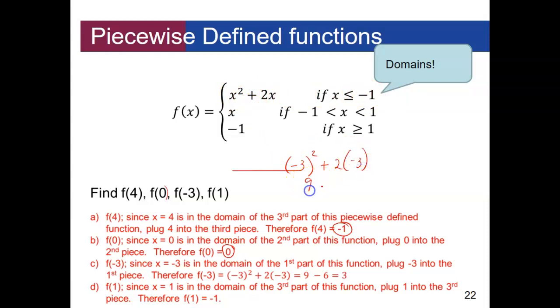I'm going to get 9 minus 6, or 3, for my answer. And then finally, f of 1. You have to be careful here because 1 is actually included in this last piece. So the last piece tells me that my function value is -1, and so that should be my answer there.